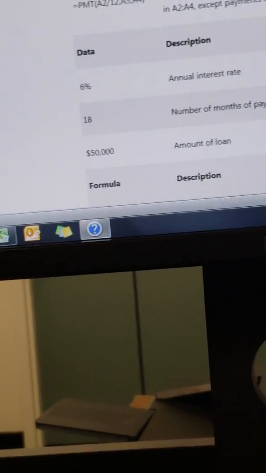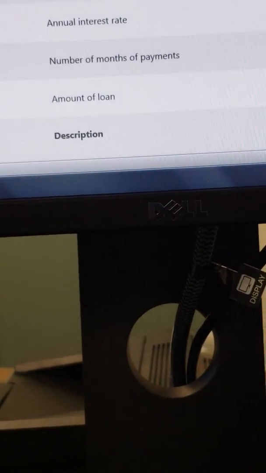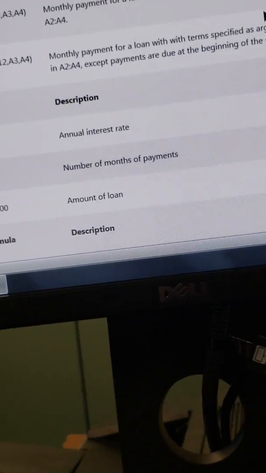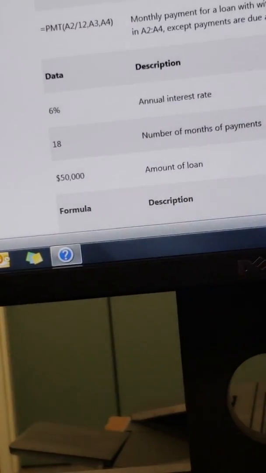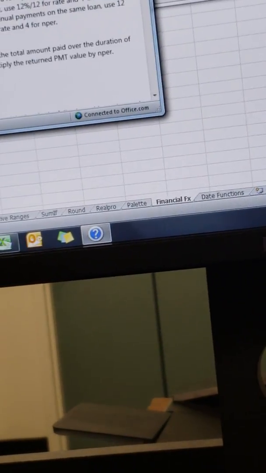So here we have the formula equals PMT. So it's A2 divided by 12, A3, comma, A4. So monthly payment for the loan with terms specified as arguments, and the end result would be this. So if this is not something you would ever use, I wouldn't give it a second thought, but it's good to know. So I'm going to close that out.